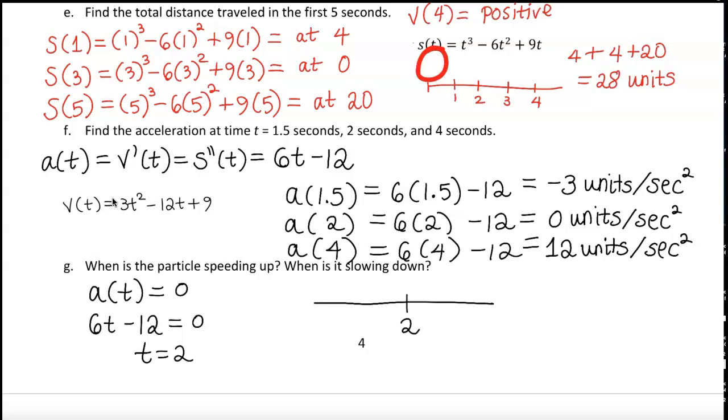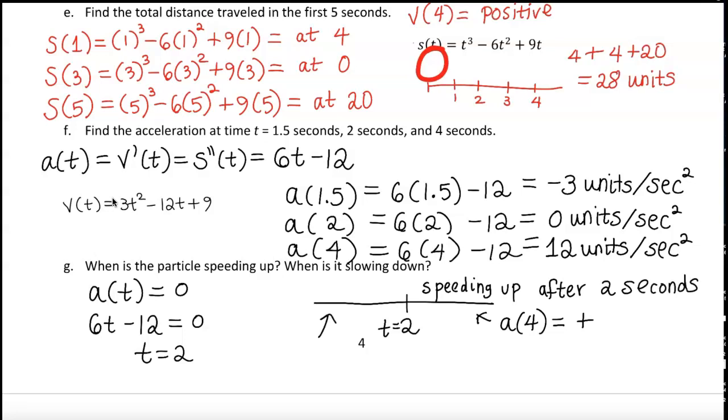So what I will do is I will find the acceleration at time 4. Why did I pick 4? 4 is just bigger than 2, that's why. And which came out to be positive, right? So this is accelerating to the right of t. So this is speeding up because the sign was positive. Speeding up after 2 seconds, really.